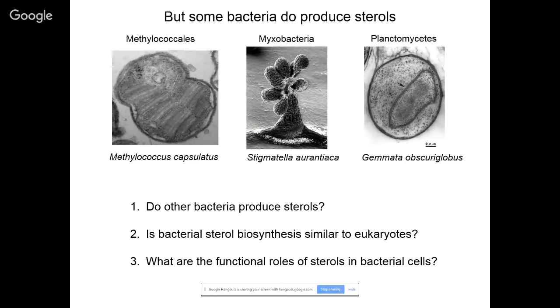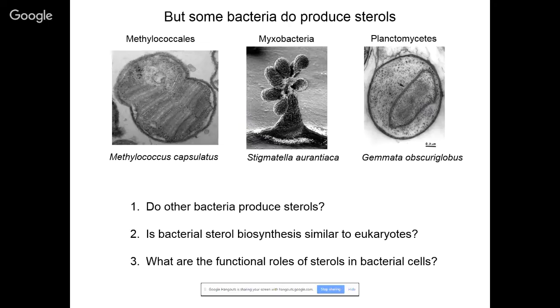And I had three basic questions when I started to look at this. Do other bacteria produce sterols? Are these the only ones? These were all done by lipid analysis. But now that we have all this genomic data, can we look in genomes and try to decipher if other organisms can produce these sterols? Is the synthesis of sterols in bacteria the same as in eukaryotes? Do they have the same proteins to do this reaction?